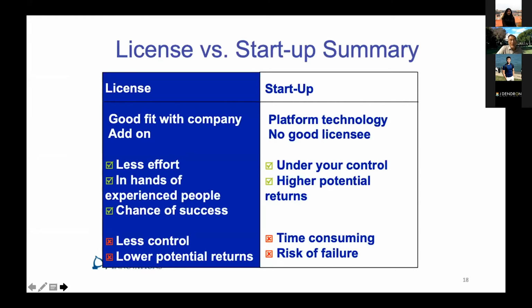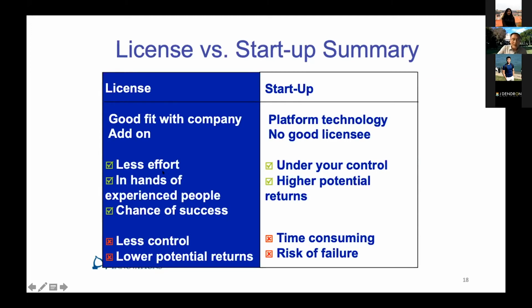Again, when we talk about licensing versus the startup summary, the pros or cons: for a technology license office or transfer office, typically licensing means it's a good fit for the company. For the TT office, it means a little bit less effort. Well, sometimes it's not real. Sometimes it is.